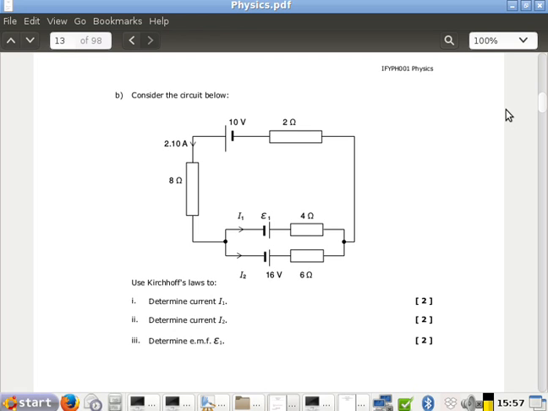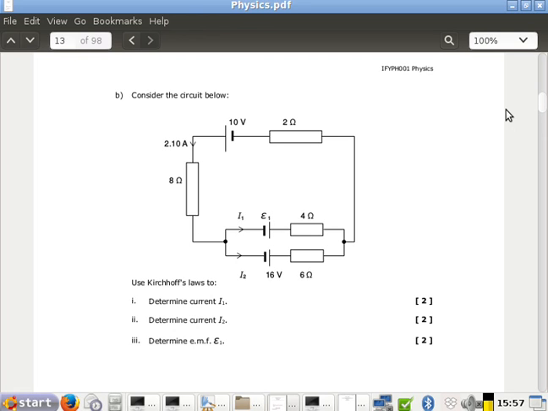So junction, 2.1 minus I1 minus I2 equals 0. Yeah? Now let's take the big loop. So I see 10 minus 2.1 times 8, plus 16 minus 6I2 minus 2I2 equals 0.